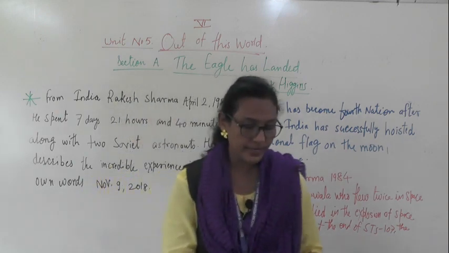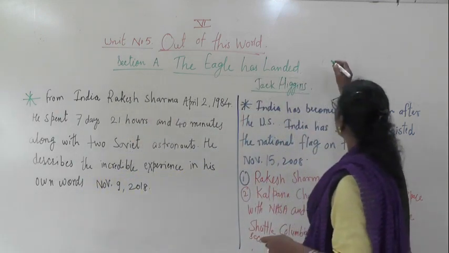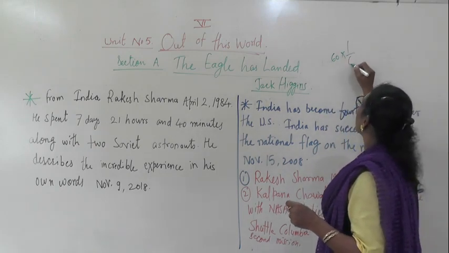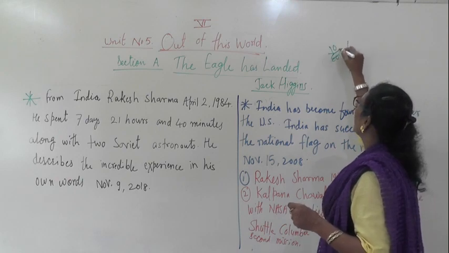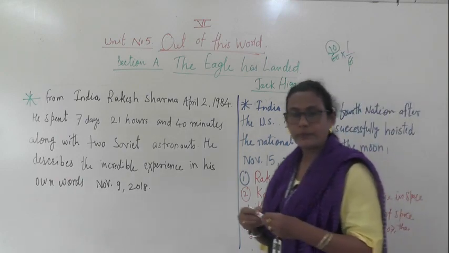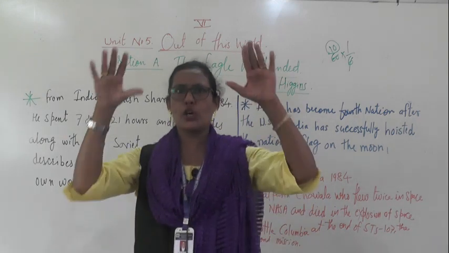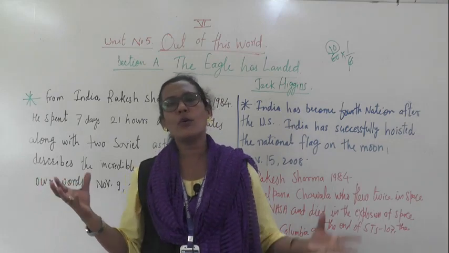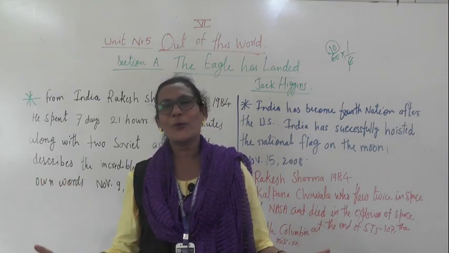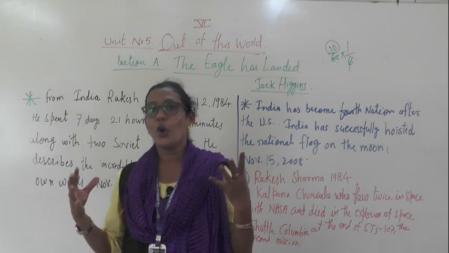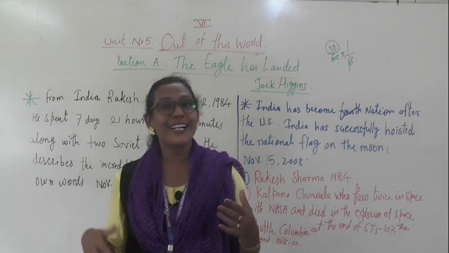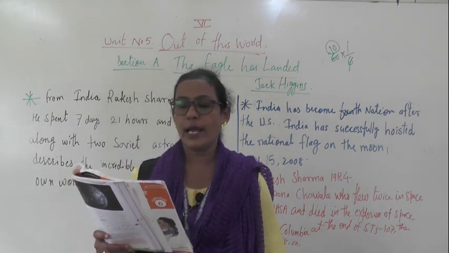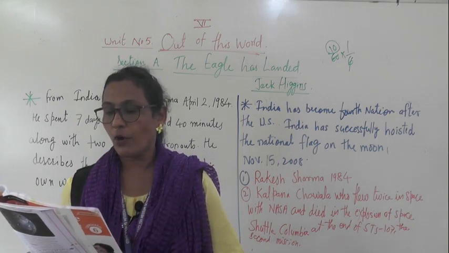Suppose my weight is 60 kg on Earth. If I go to the moon, my weight will be 1/6. 1/6 means my weight will be 10 kg on the moon. If I jump, a high jump, it will take a few minutes to reach down because there is very little gravity. So many astronauts, when they go there, hop, jump and enjoy there because there is less gravitational force.